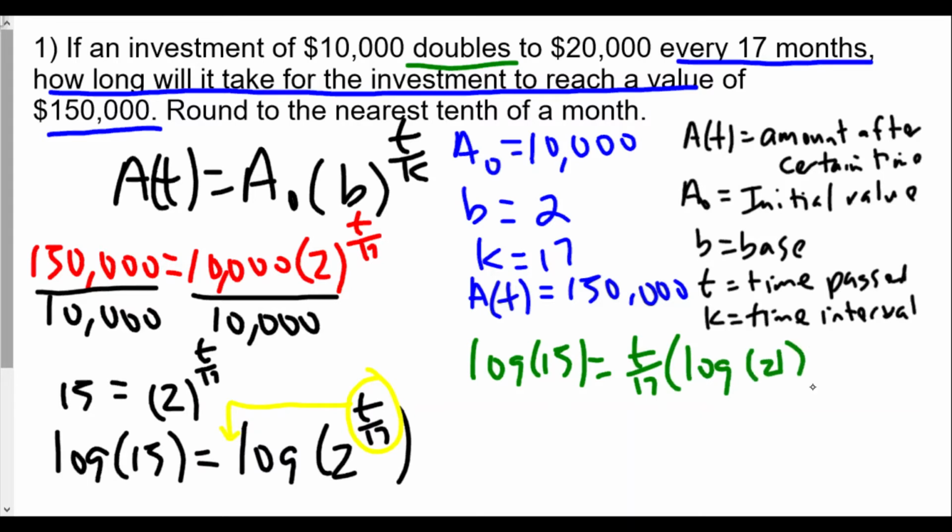Remember, log 15 and log 2 are just numbers. A whole bunch of decimals, mind you, but still they're real numbers, and you can add, subtract, multiply, and divide them. In this case, we're first going to divide both sides by log 2.